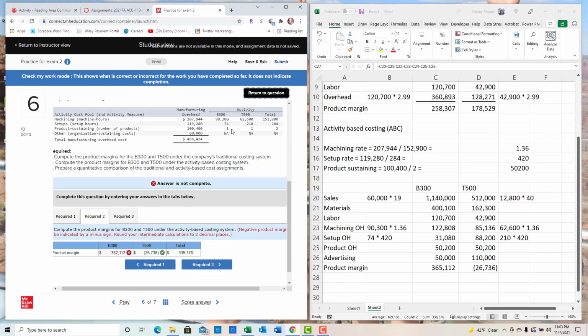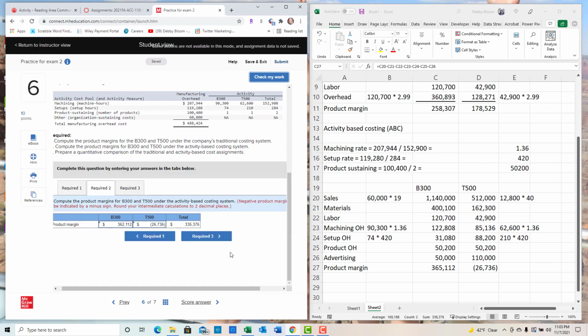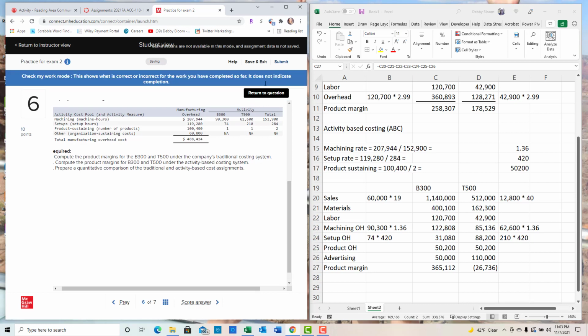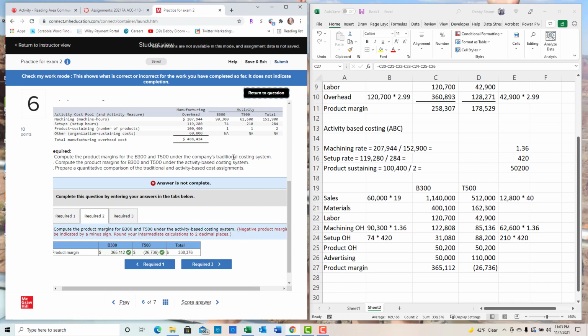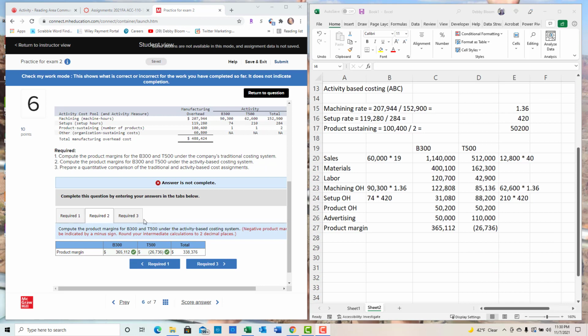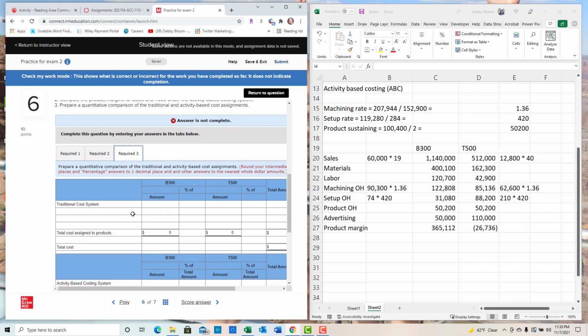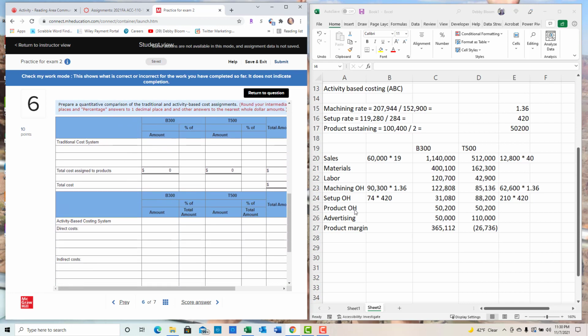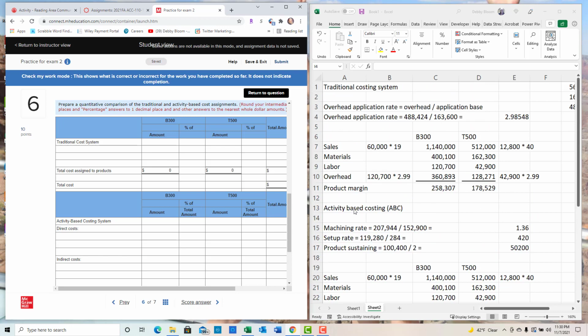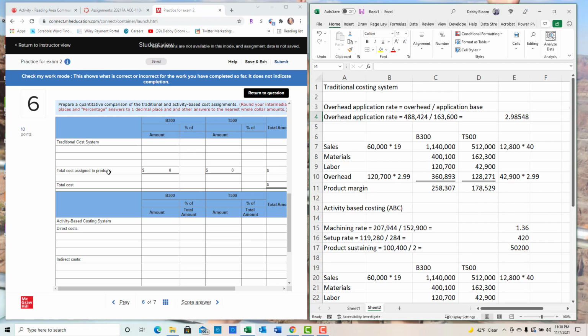Oh, I just typed that in incorrectly. I typed in 362 instead of 365. That should be 365,112. And now we have that correct. Now let's move on to requirement number 3. In requirement number 3, we're supposed to do a cost reconciliation between our traditional costing system and our activity-based costing system. So let us go ahead and do that.